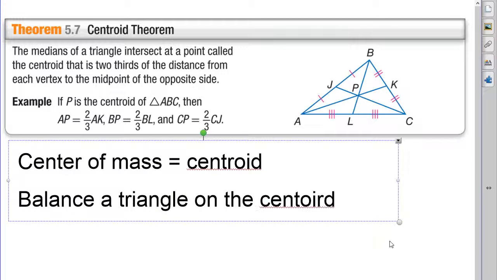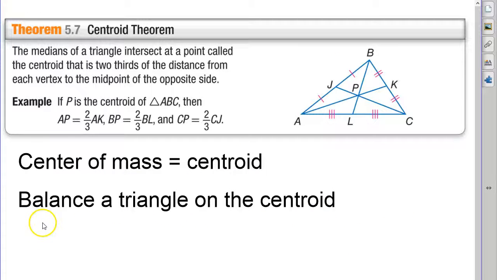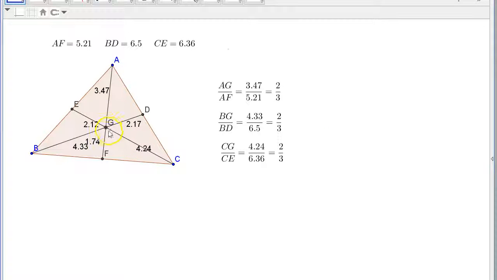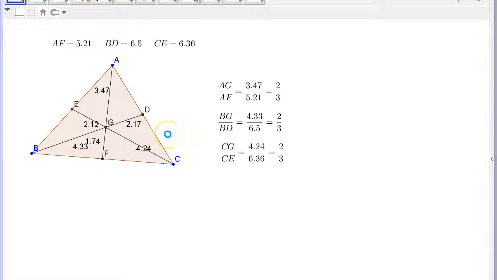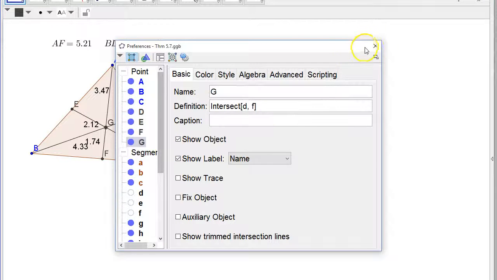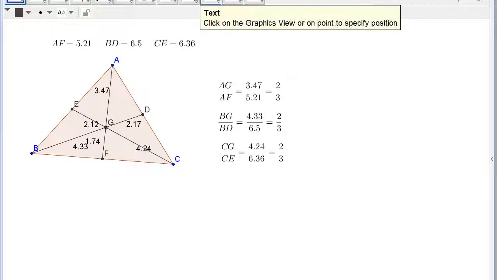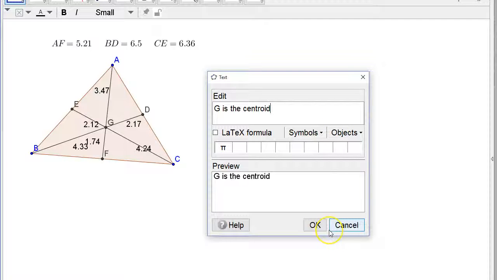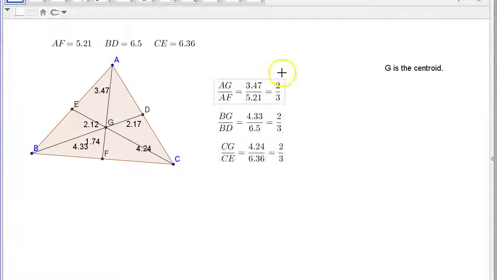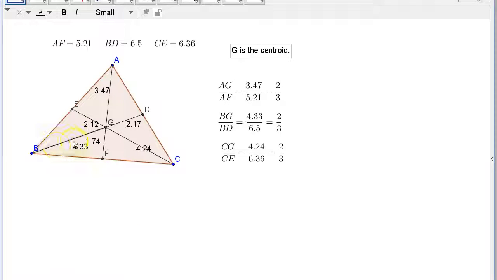So it's also where you could balance a triangle. Okay, so here's a little bit of a sketch for you. So point G, I'm just going to rename that real quick. We'll just do this. G is the centroid. Okay, that works. So point G is the centroid.